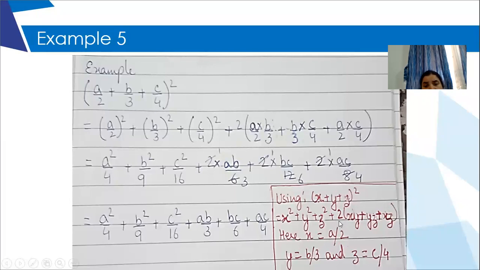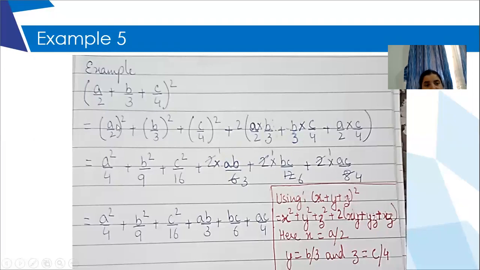So square should be applied to the entire term and not a portion of it. By writing it open without bracket, you are telling that a square is only on a, which is incorrect, because a square has to go on complete x, and complete x is a by 2. That is why I have put all three terms x, y, and z in the bracket, because there was a square applied.